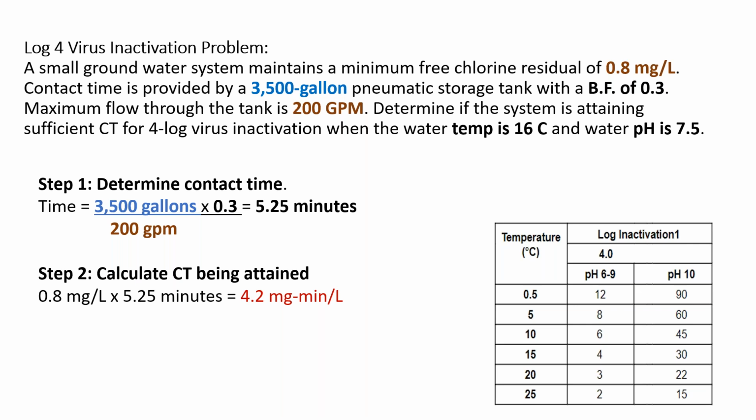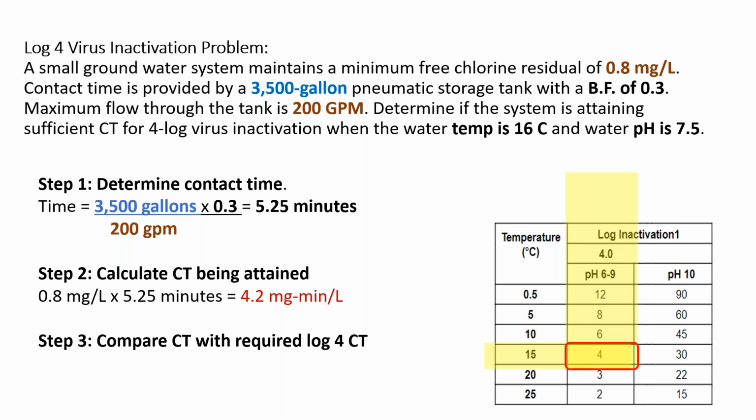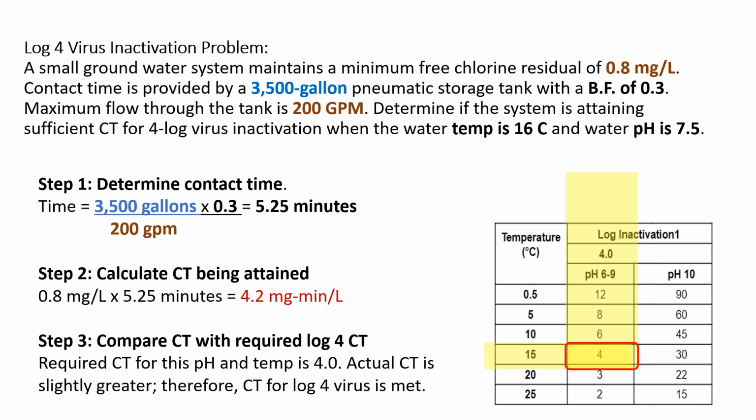We're taking milligrams per liter times minutes, so we can say milligram-minute per liter if we wanted to have a unit for that. But our CT value is 4.2, and then we compare it with the required CT value, and we already determined that we needed to achieve at least 4, and we've exceeded that. So we're actually in compliance. We've met our CT requirements for 4-log virus removal.